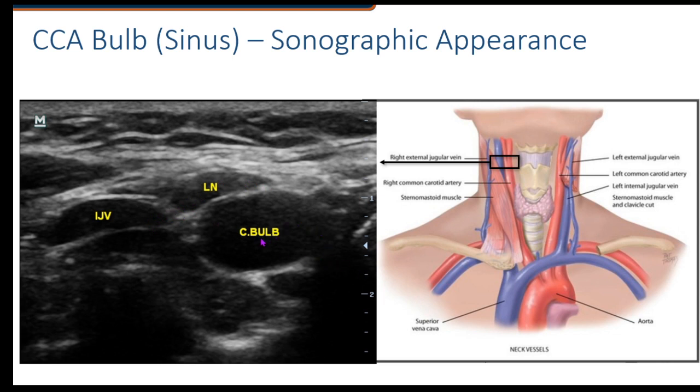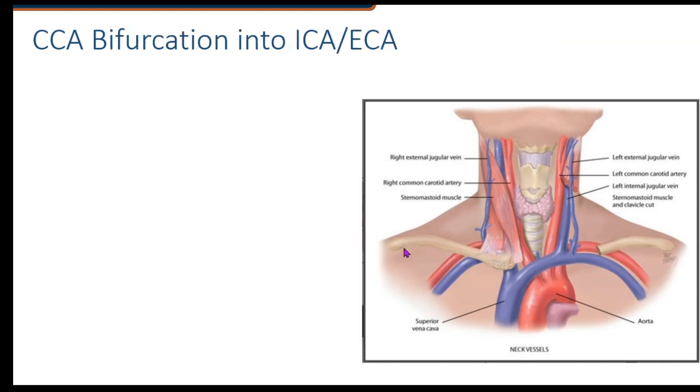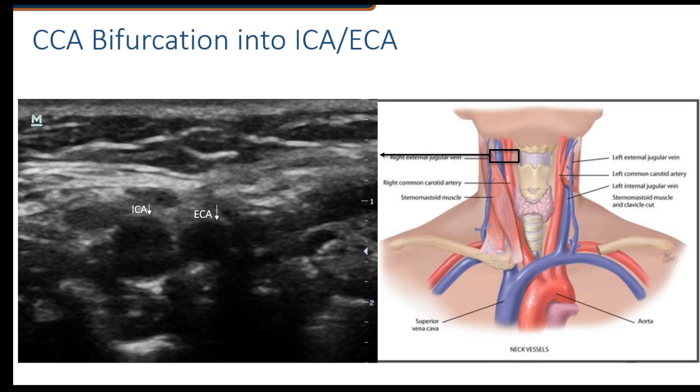Now, once we hit the bulb, we know that the very next movement superiorly on the neck is going to go into bifurcation into the ICA and the ECA. So let's go ahead and move our box, or our imaginary transducer, and we're going to go right here where the CCA is bifurcating, and it moves into these two vessels here.